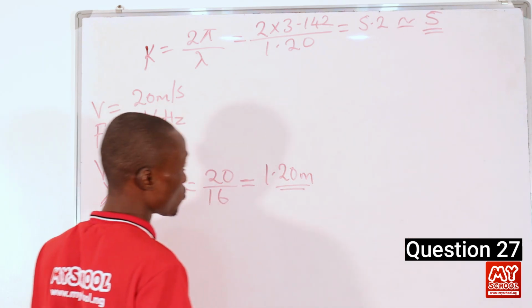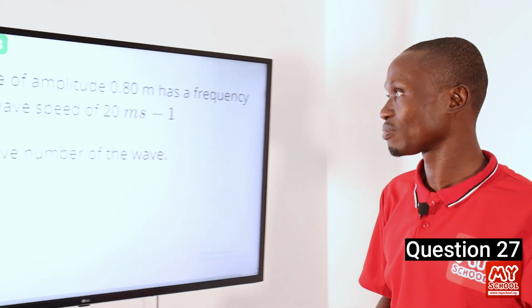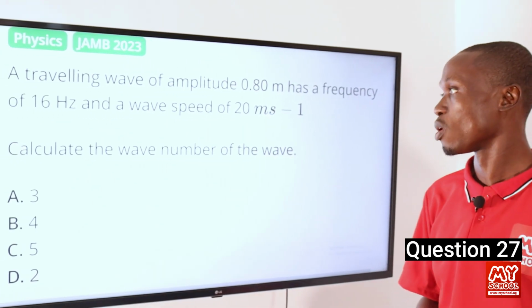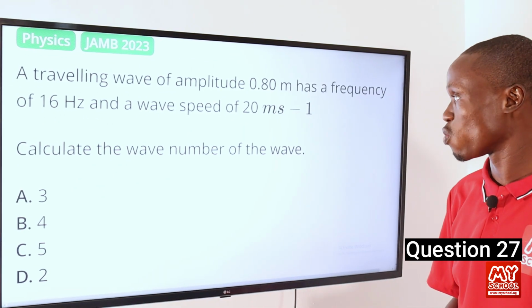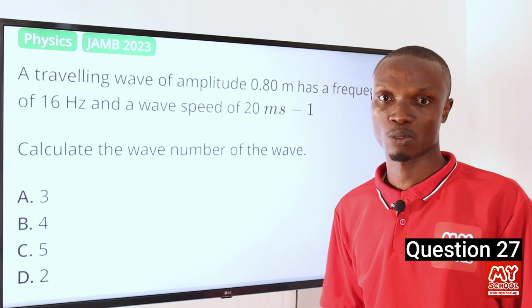Okay, so let's move over to the screen to pick the correct answer to the question. From our calculation, we calculated the value of the wave number of the wave to be equal to 5. So that makes option C the correct option.